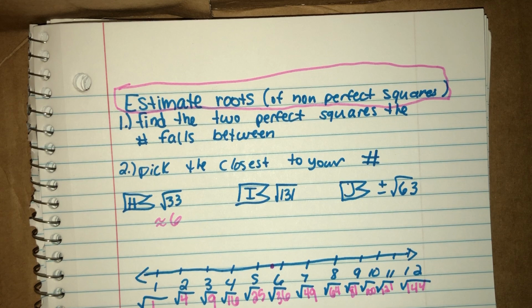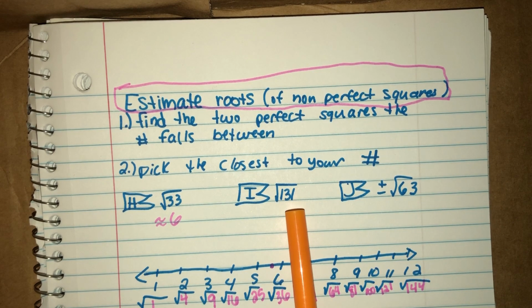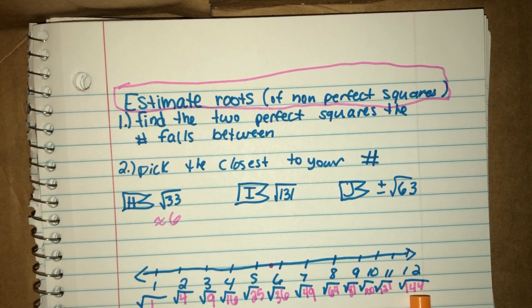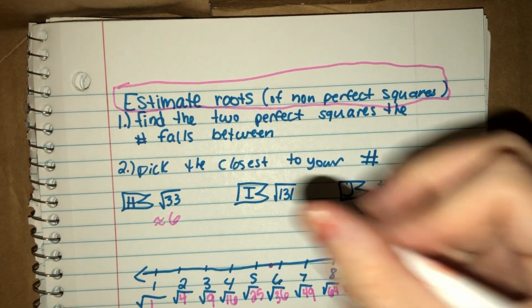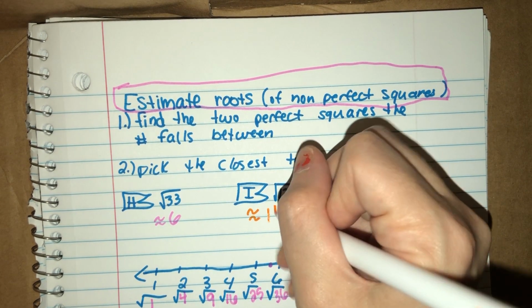I'll use a different color. The square root of 131 falls somewhere between the square root of 121 and the square root of 144. It's a little bit closer to 121. So it's a little bit closer to 11. So we're going to approximate that the square root of 131 is about 11.